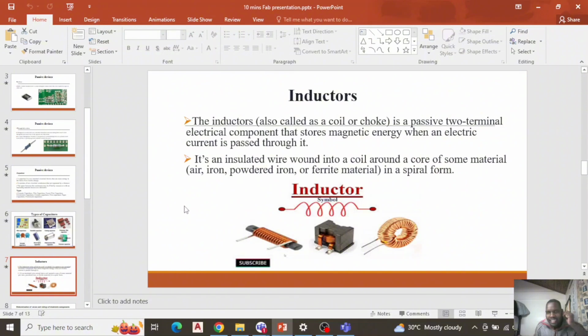Okay, let's see the inductors. Inductors are some of the passive components as well. And we all know an inductor is a two-terminal electrical component that stores magnetic energy when an electric current is passed through it. So it's basically a coil, like the one you are seeing on the picture there. This is an inductor, and that is their symbol.